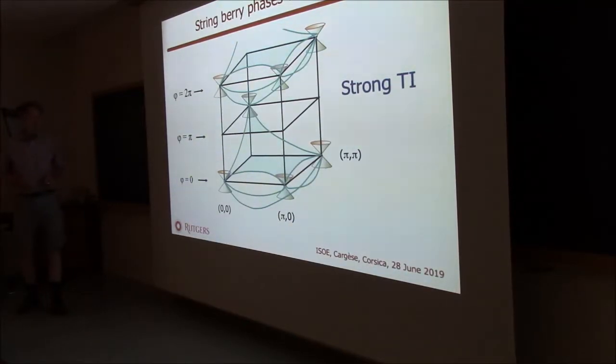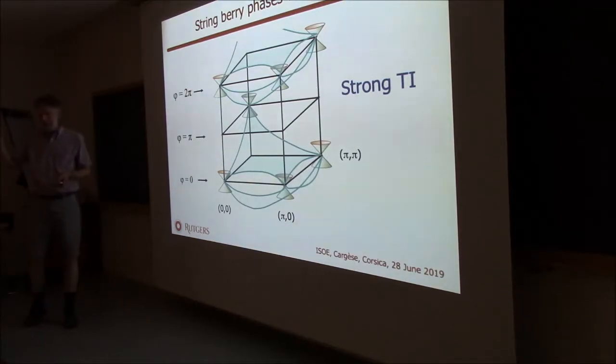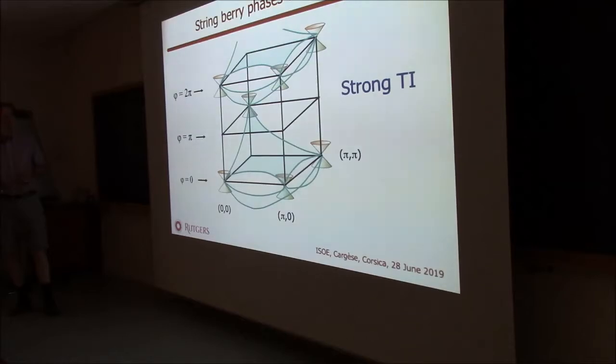And the strong topological insulator is the only one that's guaranteed to have metallic surface states on all surfaces. The weak topological insulator is guaranteed to have metallic states on only some surfaces.